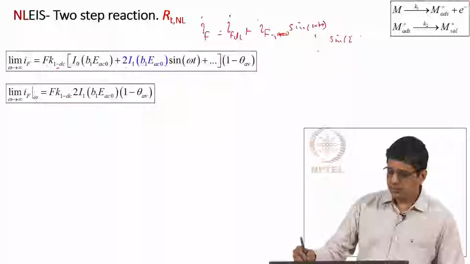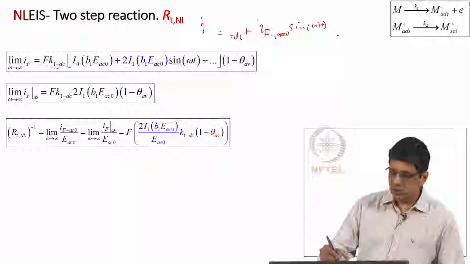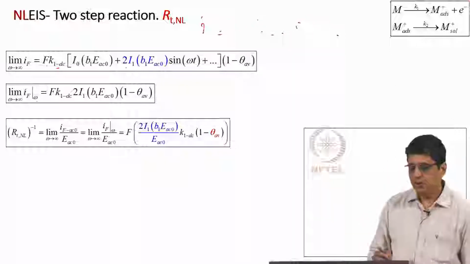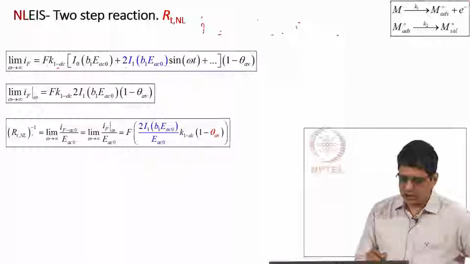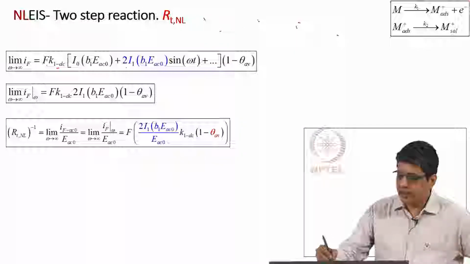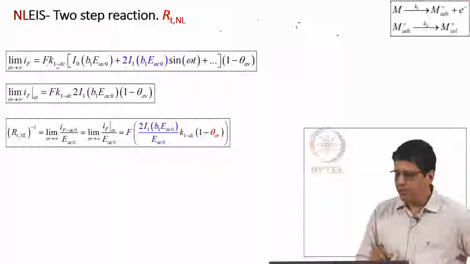Of course, once I know the value of this coefficient, I can take the ratio and call that the charge transfer resistance, or inverse of the charge transfer resistance. Because I do not make the assumption that EAC 0 is small, I am just using the Fourier series of the full e power a sin theta. I can call this the nonlinear charge transfer resistance, and that is given by 2 I 1 B 1 EAC 0 divided by EAC 0.